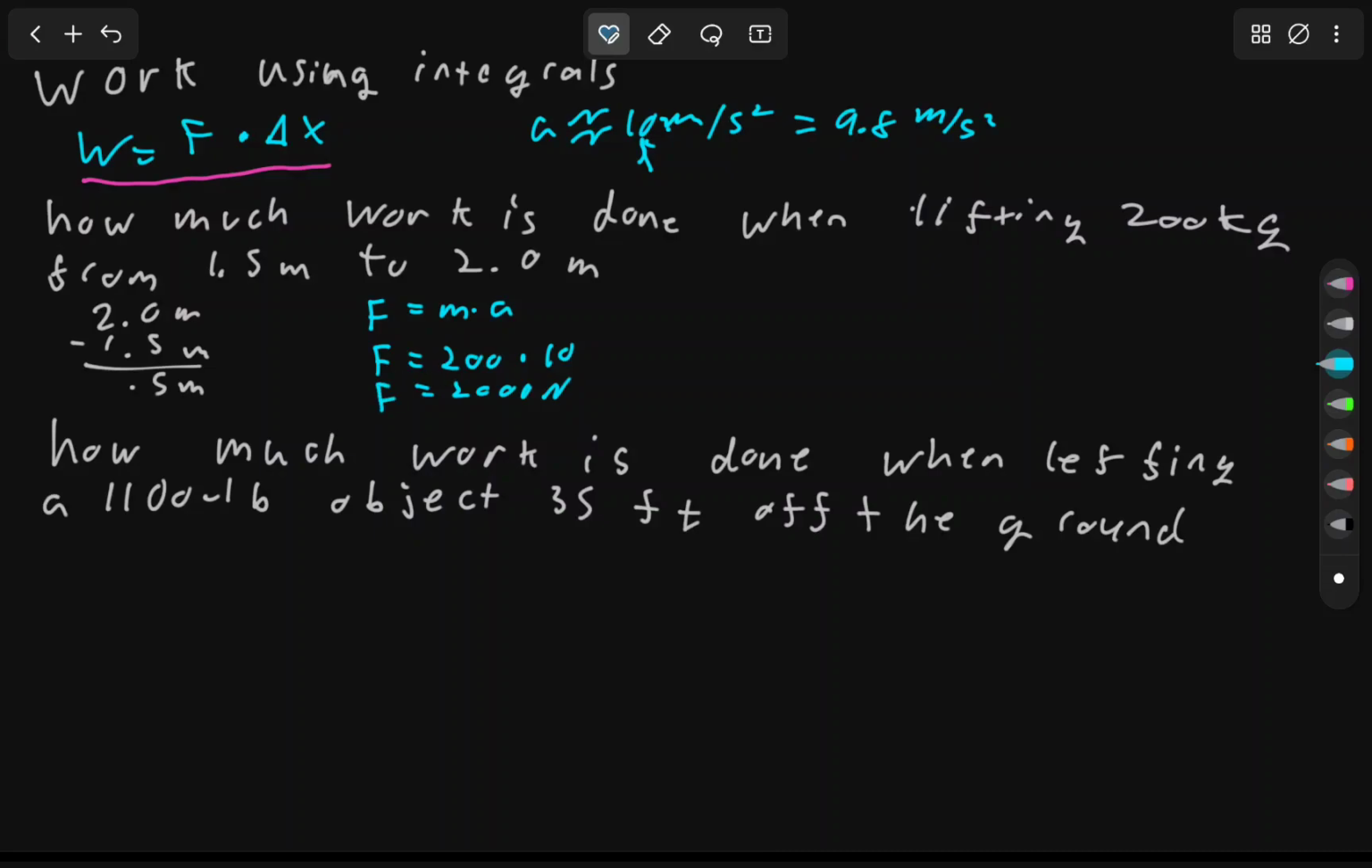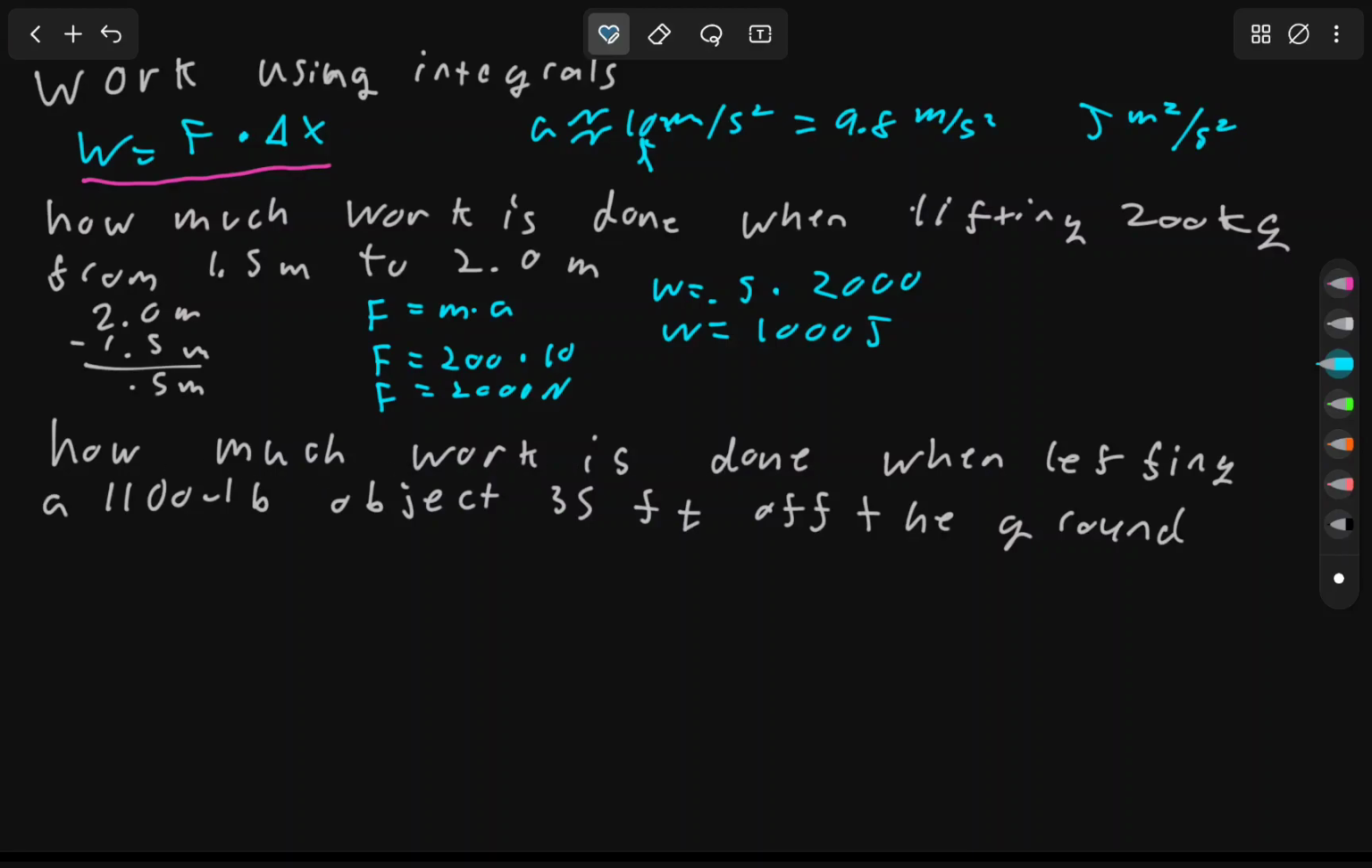Now we just have to use our work formula, and we get work is equal to 0.5 times 2,000. So our work done is just 1,000 joules. If you ever want to know what their actual units are, joules are kilogram meters squared divided by seconds squared. It's because we're multiplying force times a distance.